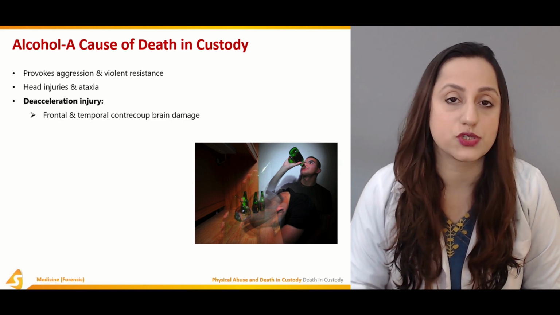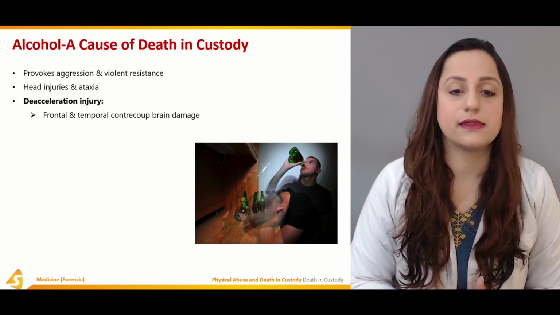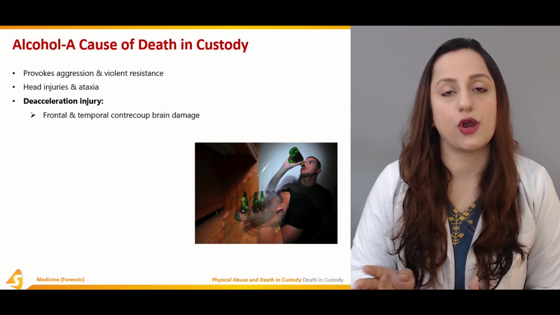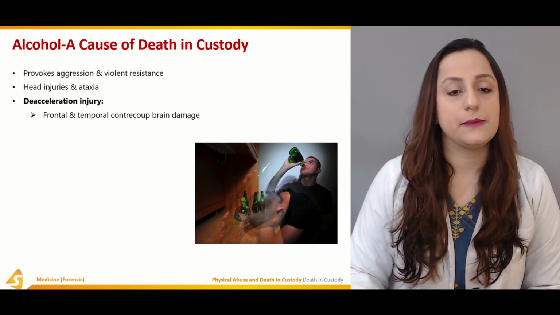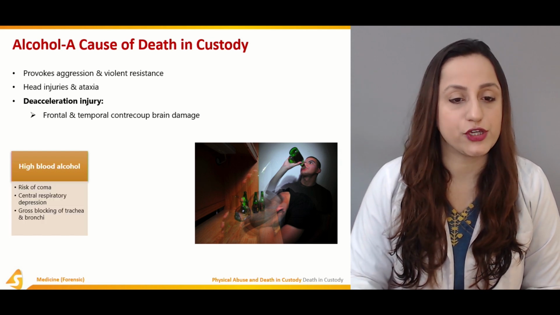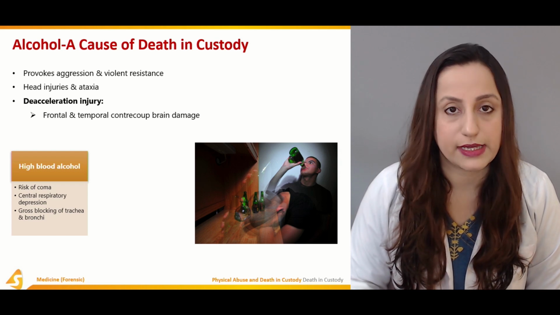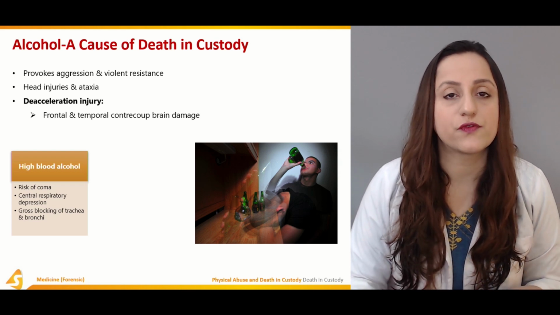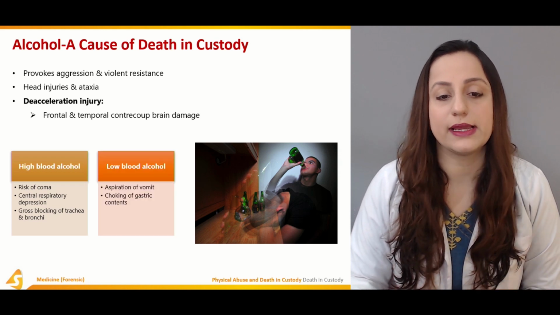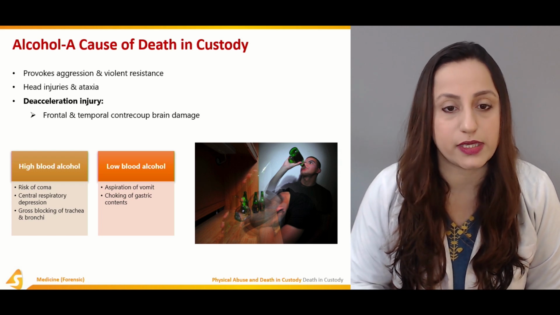Deceleration injuries are also one of the causes over here. It can result in frontal and temporal contact brain damage, so it will be on the opposite side of the impact of the injury. High blood alcohol can result in the risk of coma, central respiratory depression, and gross blocking of the trachea and the bronchi. These are the features of high alcohol content in the blood. With low alcohol content in the blood, aspiration of the vomitus is the leading cause over here.